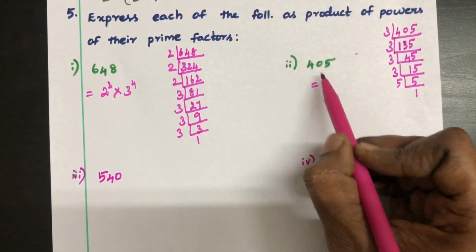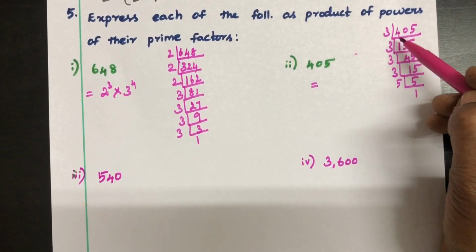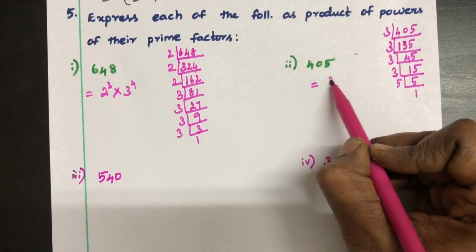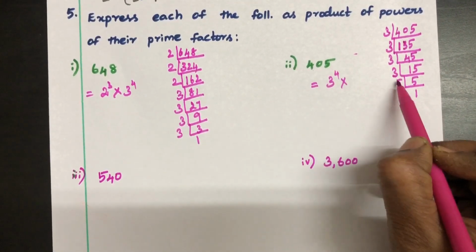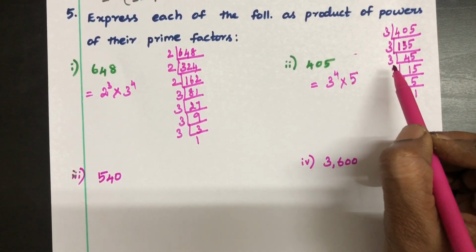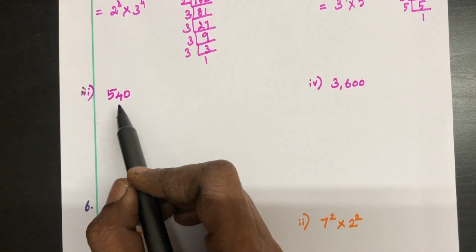So what is the value of this 405 in exponent form? Just count the number of times 3 is repeating here. 1, 2, 3, 4. So 3 power 4 into the number of times 5 is repeating here, which is only once. So 3 power 4 into 5. That's all.